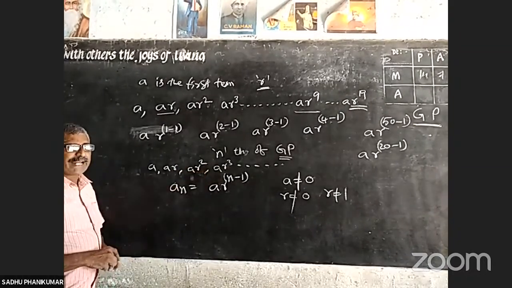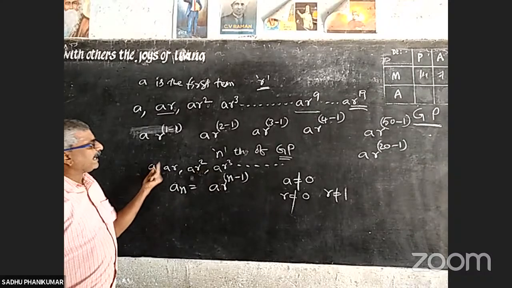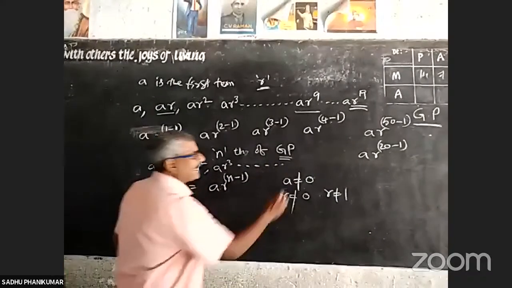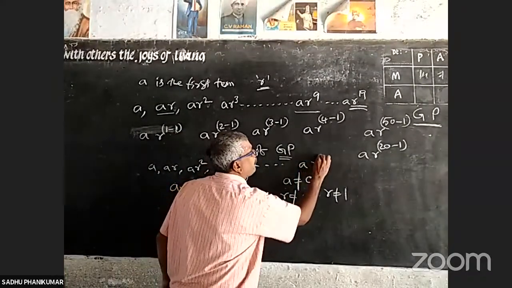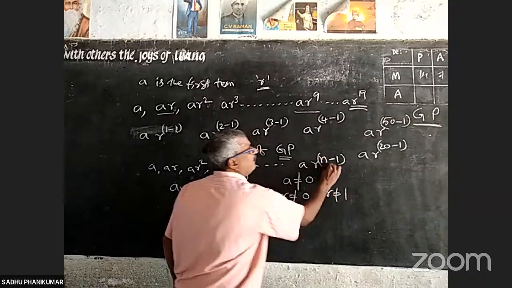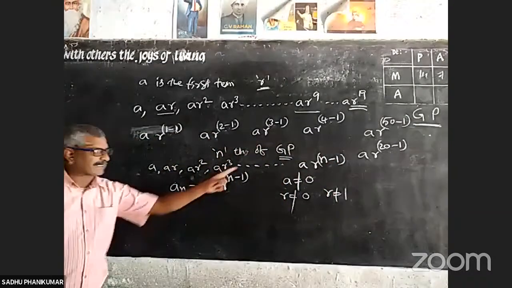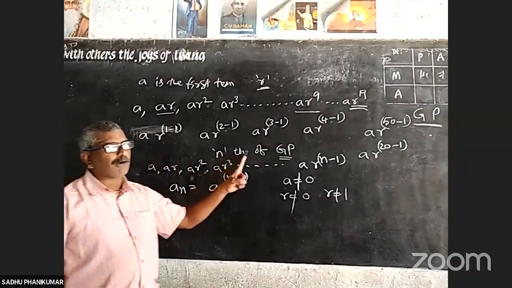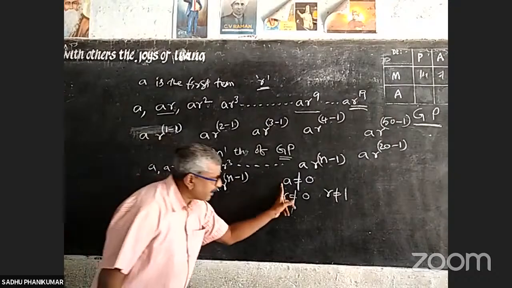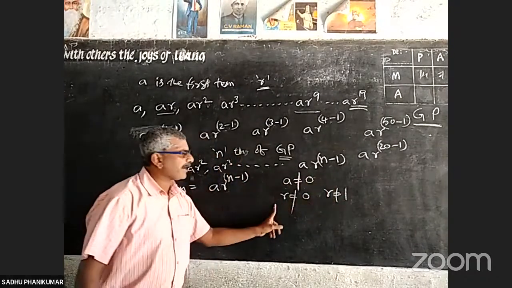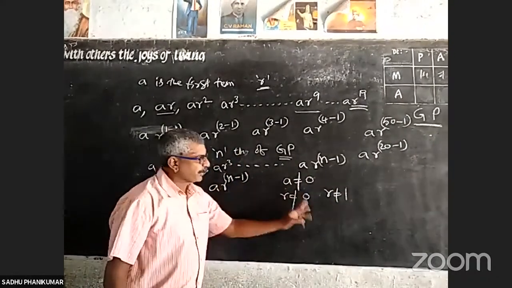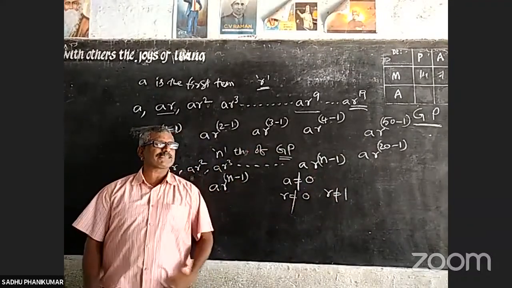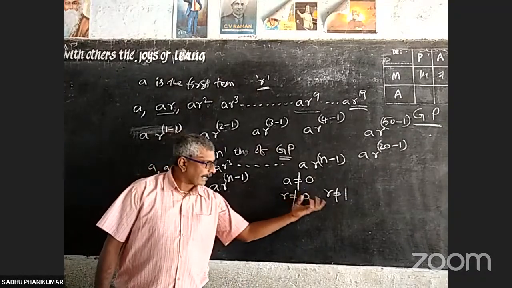So the general form of GP is A, AR, AR square, AR cube, and so on. The nth term is represented with A R power n minus 1. This is the general form of GP, but the condition we have to follow is that A should not be 0, R should not be 0, and R should not be 1. Then only that sequence of numbers will form a GP.